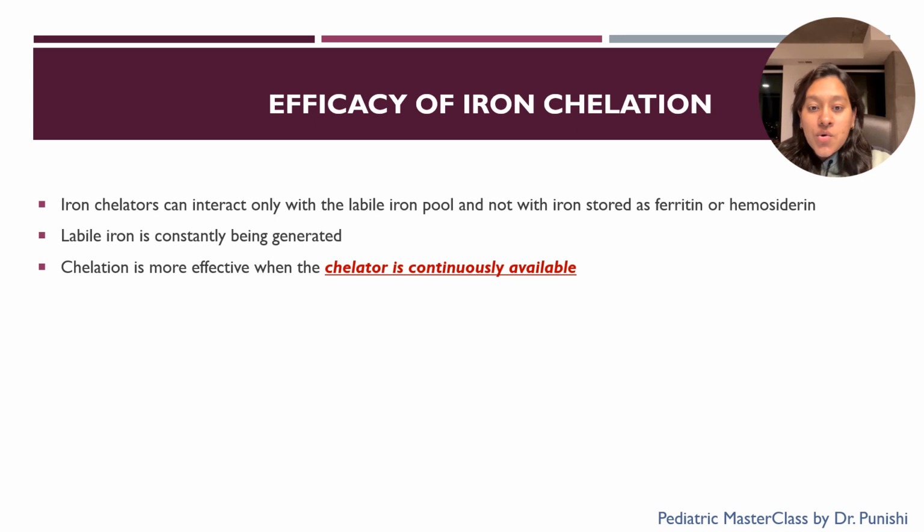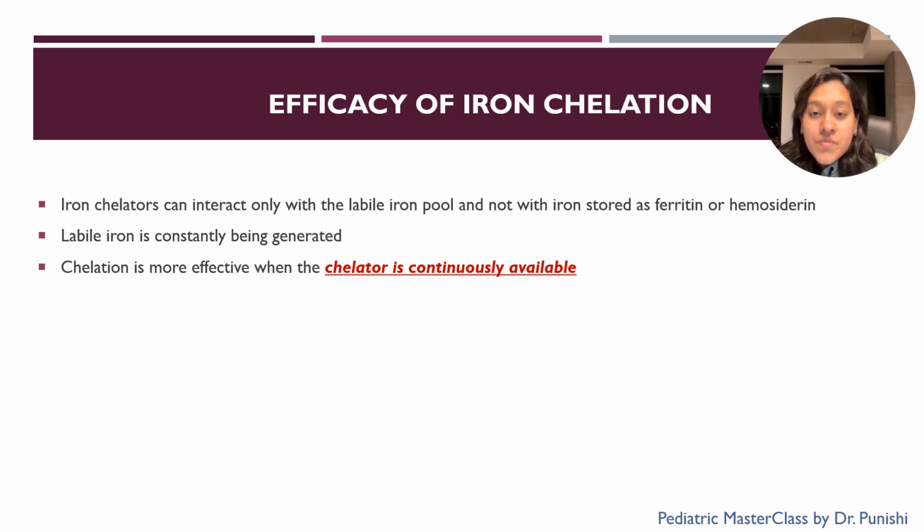Now, why is it so difficult to strike that perfect balance to be able to manage iron chelation? That is because iron chelators only interact with the labile iron pool and not with the iron which is stored as ferritin or hemosiderin. Now, the labile iron or the non-transferrin bound iron is constantly being generated, and that is the reason why chelation is going to be efficient only if the chelator is continuously available so that the labile iron which is continuously being generated by the body is taken care of.